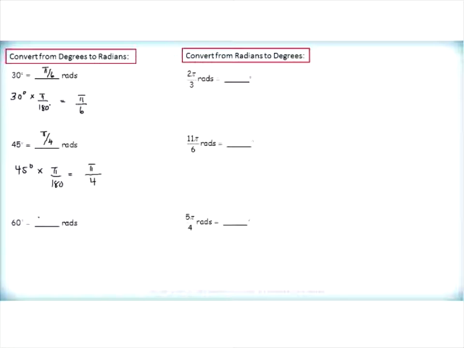60 degrees, in a similar way, 60 times pi over 180. Let's reduce the 60 into 180 to get 1 over 3. 60 degrees is equal to pi over 3 radians.